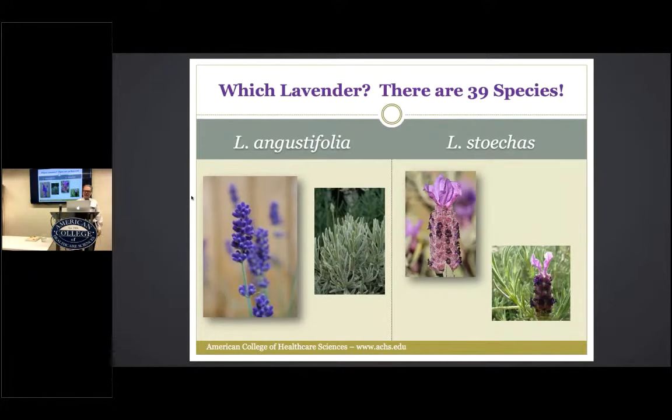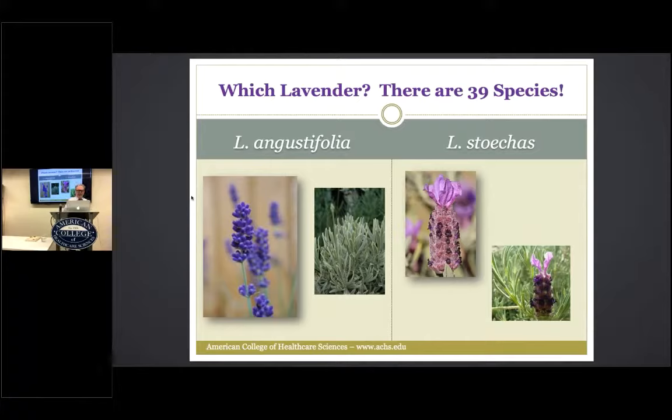So, Latin names. Which lavender? There are 39 species of lavender. The one that we most want as herbalists is L. angustifolia. But there are 38 other kinds, and some of them are relaxing, and some of them are stimulating, and some of them are sweet, and some of them are not so sweet.